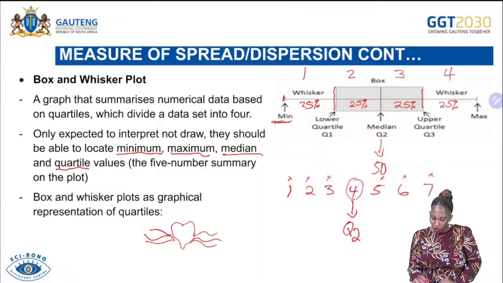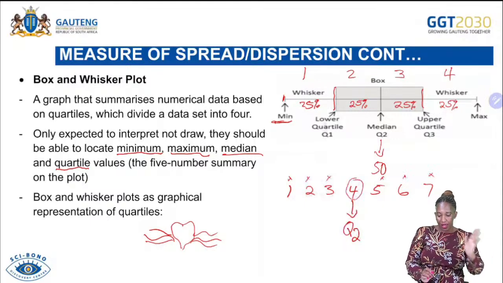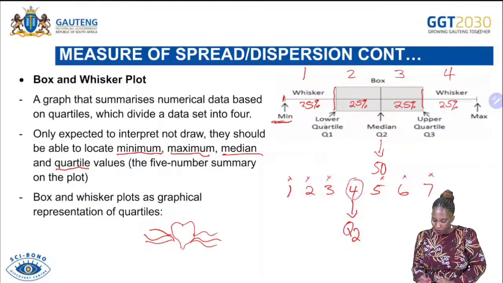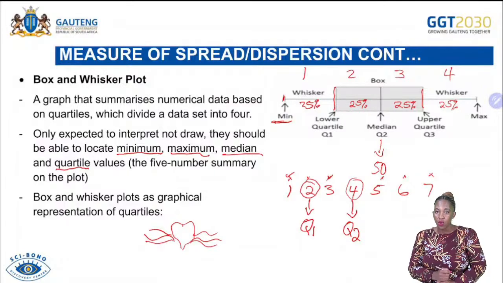And now I want to see where's my quartile one. Now my quartile one will be the lower part of the box and whisker. I divide my data set into 2 equal parts again, so it will be this one and this one. Then there we go, this is my middle one. It becomes my Q1, the lower quartile.